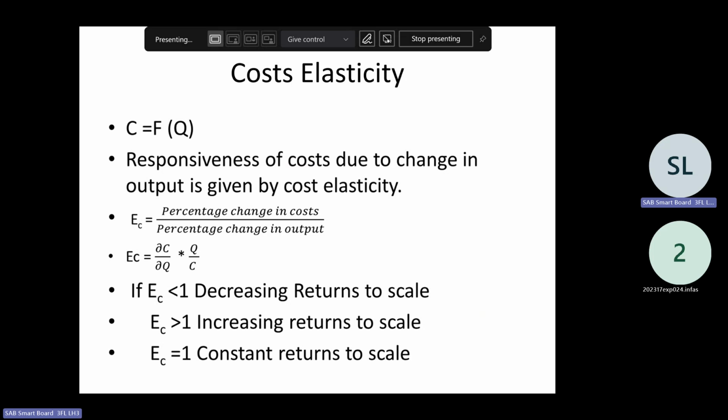Once you calculate this cost elasticity, since it is long run, the cost covers both factors, labor and capital. So that actually tells us about the returns to scale as well. If the cost elasticity is less than 1, it says decreasing. If it is greater than 1, increasing. If it is equal to 1, constant returns to scale. So that's the change in the cost.